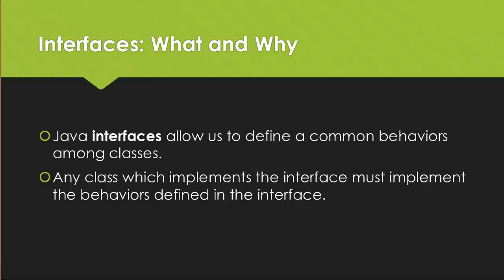Let's start with the interface. Java interfaces allow us to define a common behavior among our classes. Any class which implements the interface must complete the behaviors defined by that interface. In layman's terms, this means that since we program to the interface, we can have more than one implementation of the same thing. This ends up being valuable when we have a situation where we need to program something but we don't have it yet.